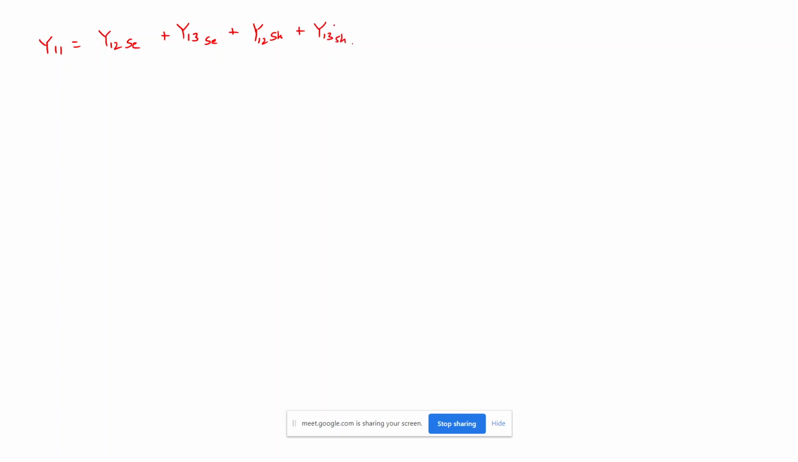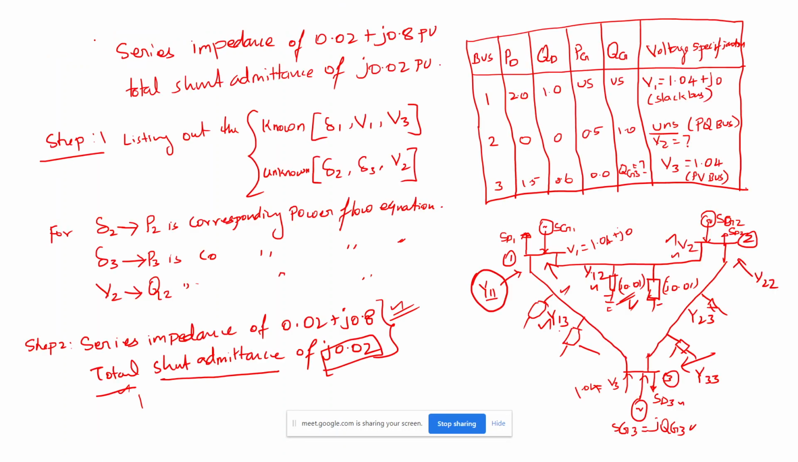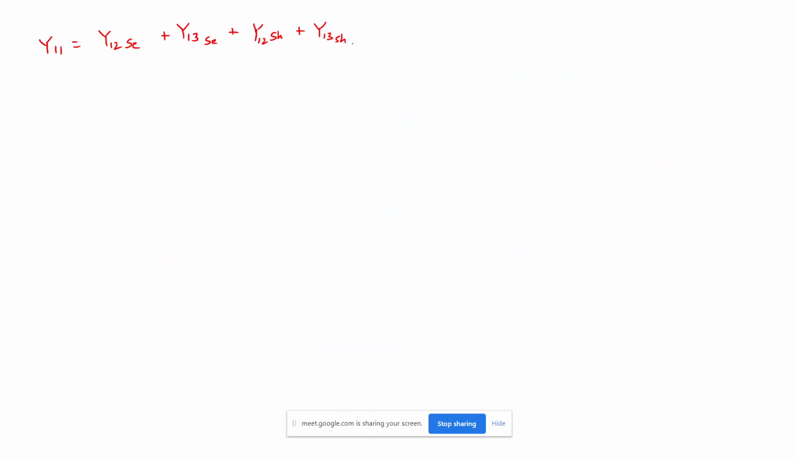So we need to add all these things, then only we will get y11. The question clearly mentions all the lines have equal series impedance as well as equal shunt admittance. If that is the case, first we need to convert this impedance into admittance. So the first step is to find the y series.